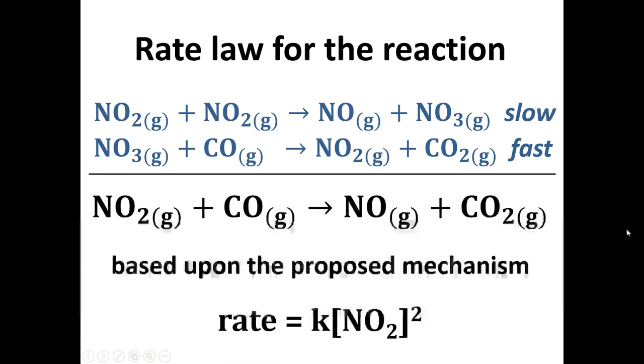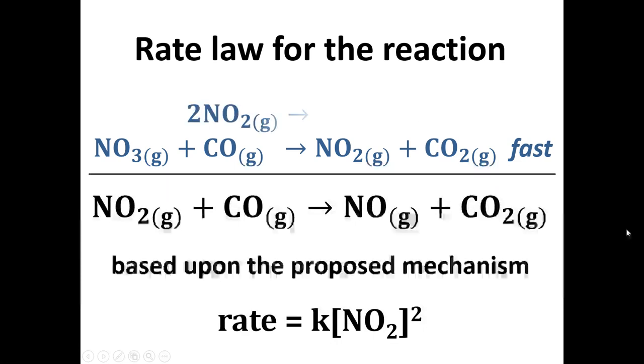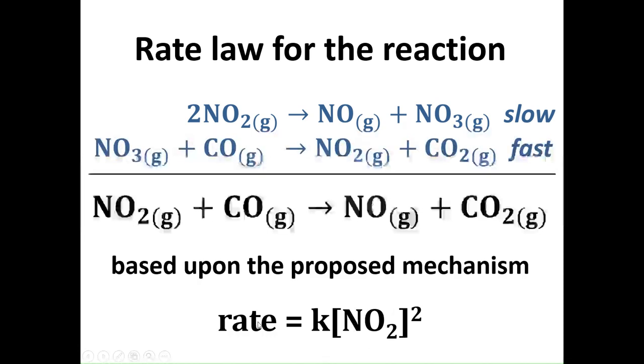So this mechanism shows that the slow step has NO2 plus NO2, which means two NO2s, which is how NO2 ends up in our rate law, and it ends up with that coefficient as its exponent.